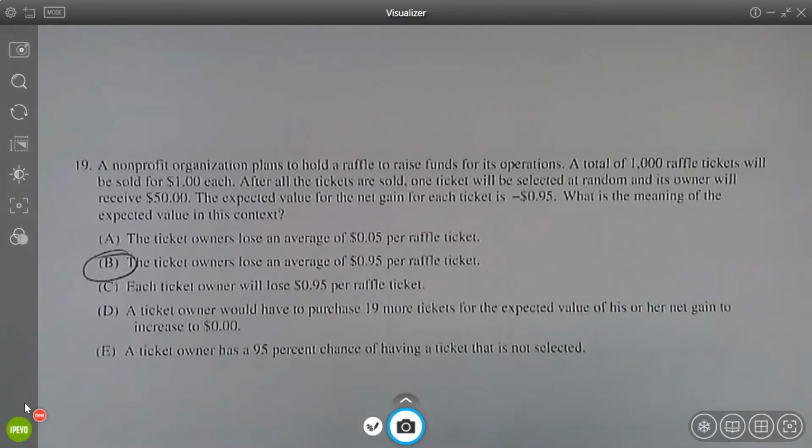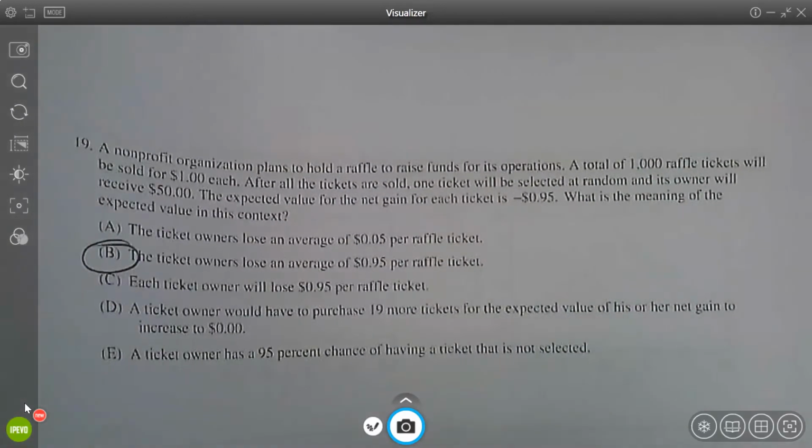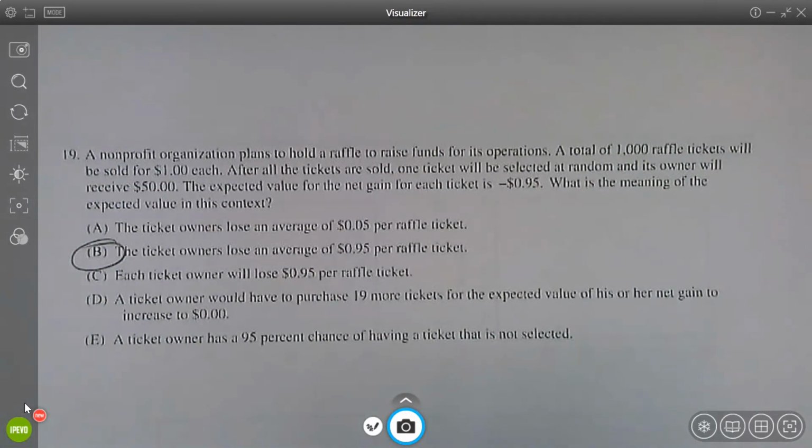Number 19 is asking you to interpret the expected value of negative 0.95. So that just means on average over the long run, how much they're going to lose per raffle ticket.